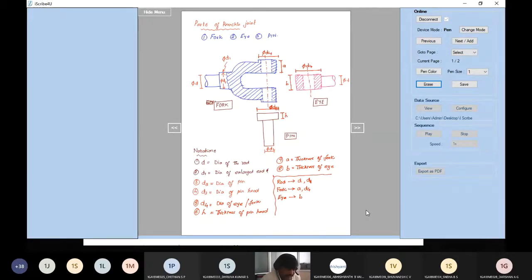Now after finding the eye, there is the pin. For the pin, I have D2, D3 and h. Once you find these dimensions, your design is done. So basically, these are the parts of the knuckle joint. These are the notations, these are the dimensions which you need to find.